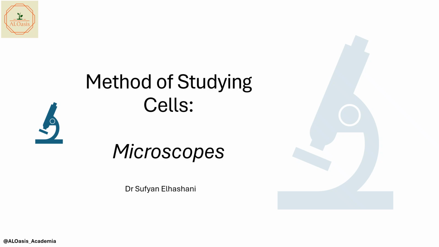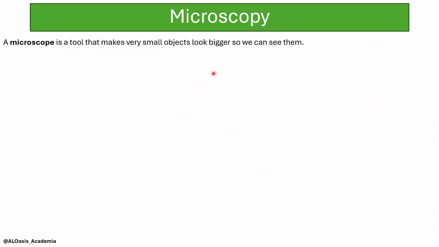This is a new session, and in this session we will learn about methods of studying cells, specifically microscopes. Okay, so the first tool we use to study cells is microscopy. So what's a microscope? A microscope is a tool that makes very small objects look bigger so we can see them.